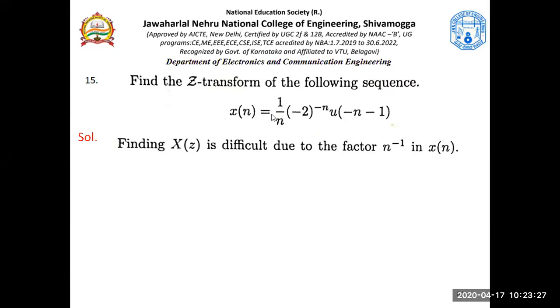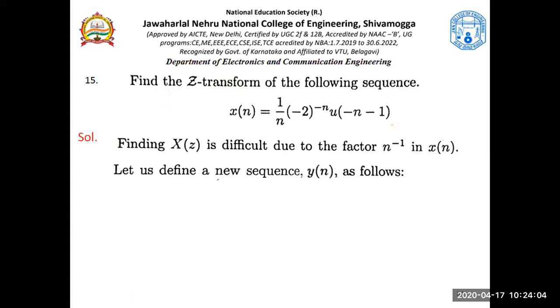Same is going to be told here. Finding x of z is difficult due to the factor n inverse. This 1 by n is being referred to as n inverse in x of n. So if n inverse is there, finding x of z is a problem. How do we proceed then? We proceed by defining a new sequence, that is y of n.